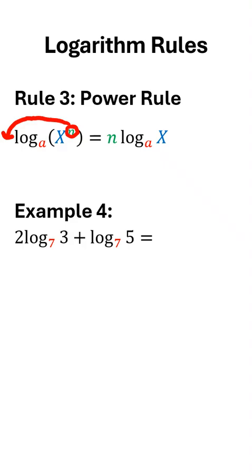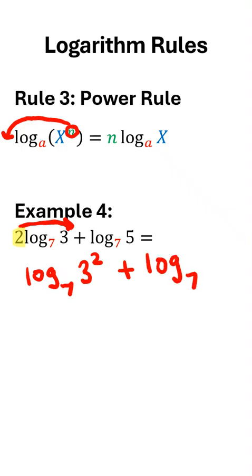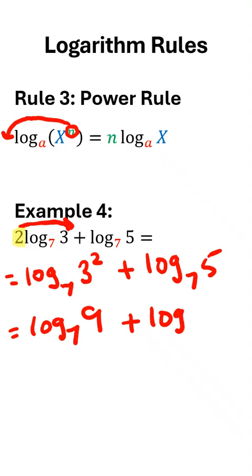As we can see here, we have 2 log to base 7 of 3. So we can move this 2 here. So this equals log to base 7 of 3 squared. Just move the 2 here, it becomes the power of 3, plus log to base 7 of 5. So this equals log to base 7 of 3 squared, which is 9, plus log to base 7 of 5.